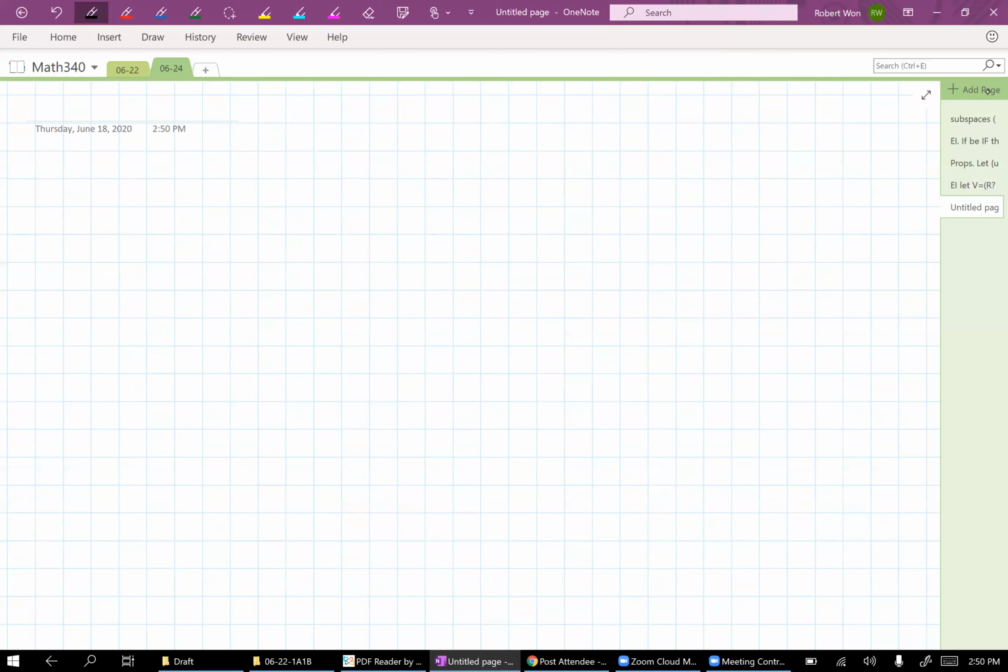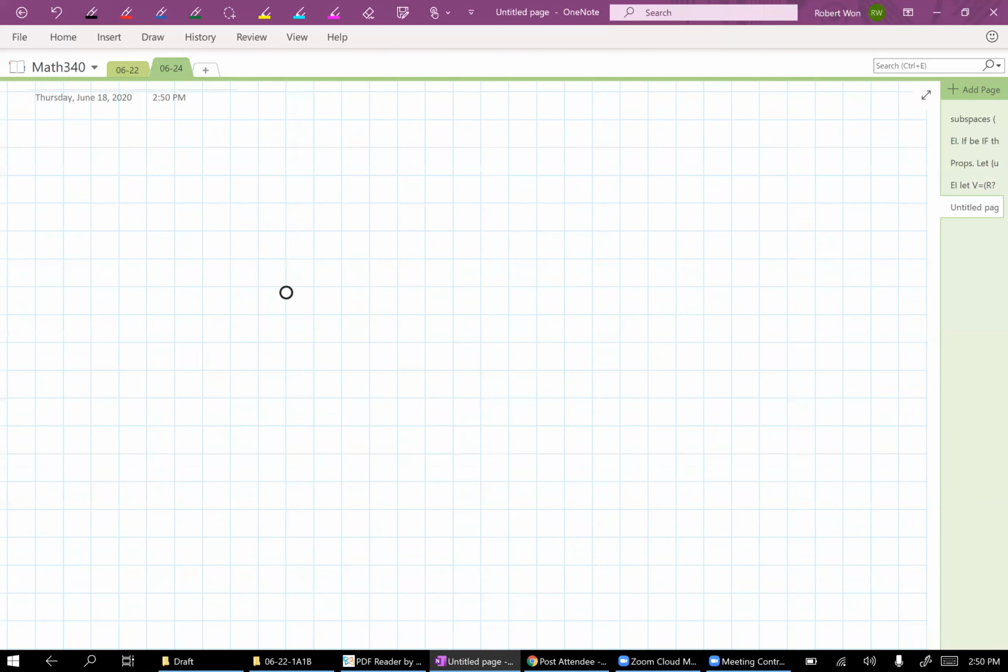But we're not done yet. So now we know that S is a subspace. But how do you show that S is the smallest subspace containing each of the Ui's?